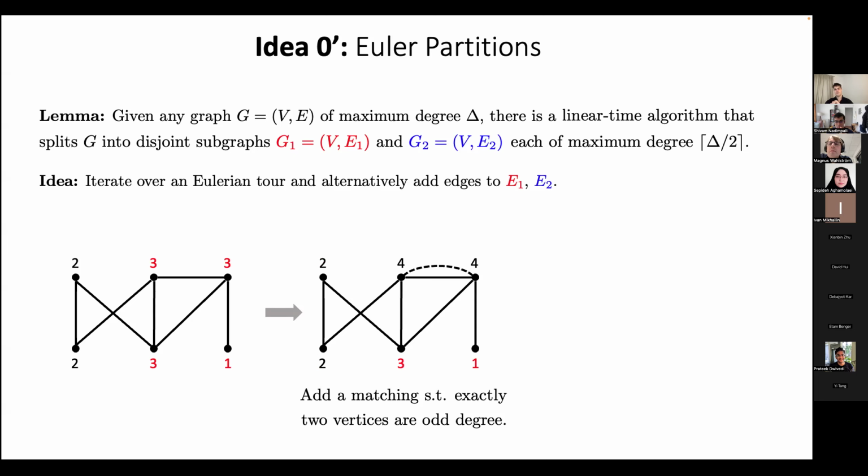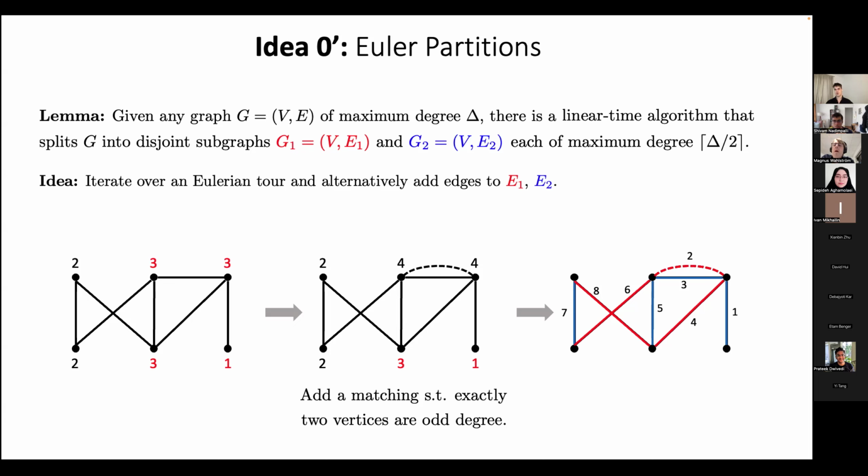Basically, just add some matching so that there are exactly two vertices that have odd degree, and then traverse some Euler tour of the graph. As you do this, you alternately assign one edge to one subgraph and one edge to the other. The details of how this construction works aren't very important, but the point is that you can partition the graph into two edge disjoint subgraphs where the max degree in both of them is the ceiling of delta over 2. So almost exactly partitioning the max degree, but not quite.